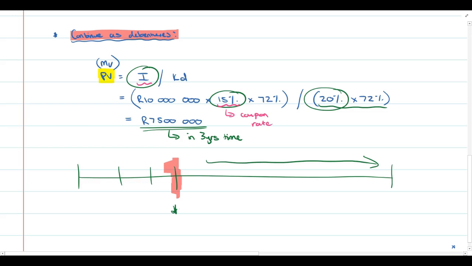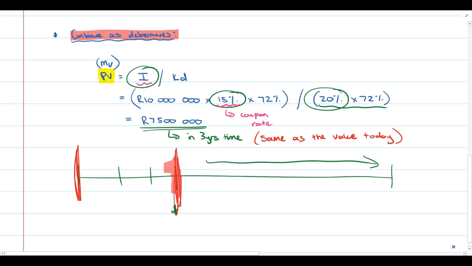Now please note, and this is where students get confused, this is the same as the value today. And the reason why the value today, so at this point in time, and the value 3 years from now is exactly the same, is because we don't have any growth in these debentures. Let me take you back so that this makes sense.